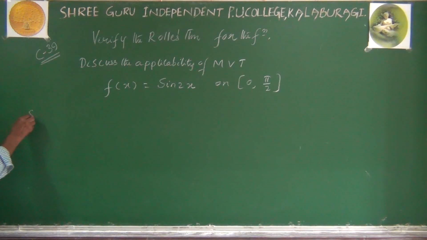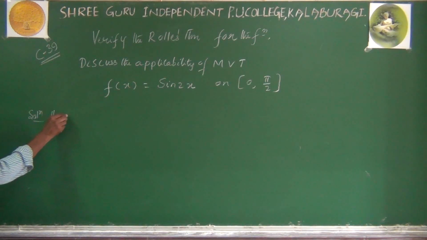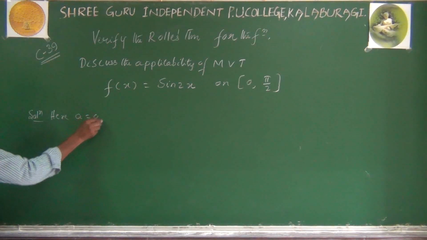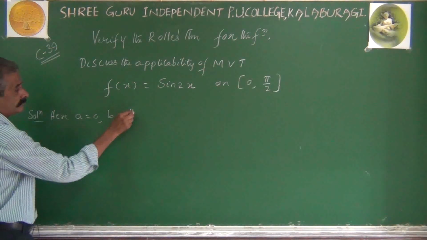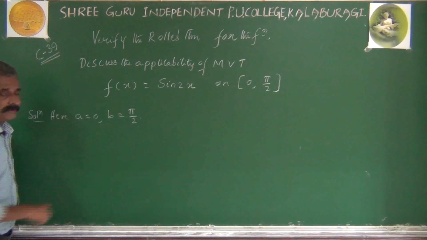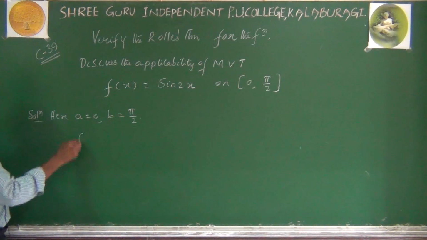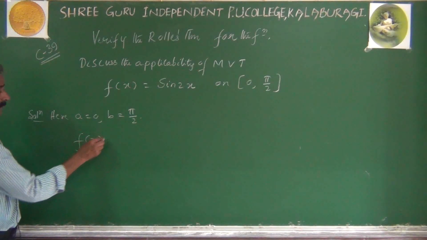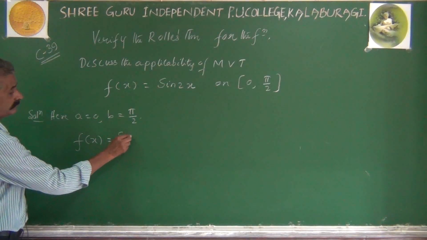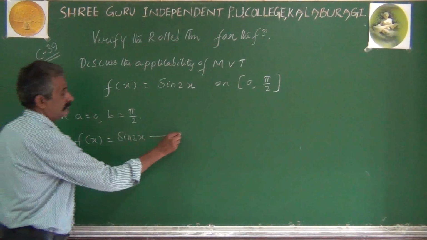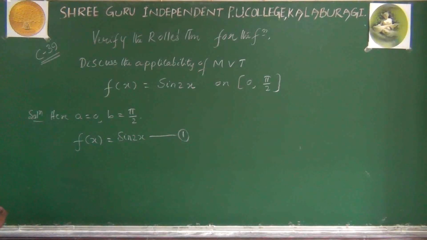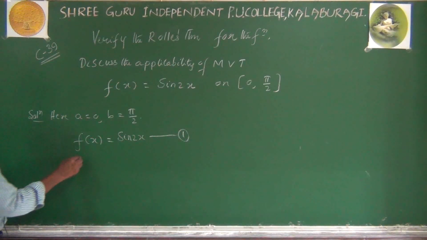Solution. Here a = 0, b = pi by 2, and at the same time f of x is given by sin 2x. Call this as 1. Let us find the f of a and f of b values.